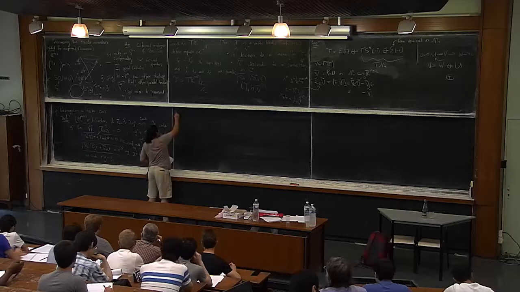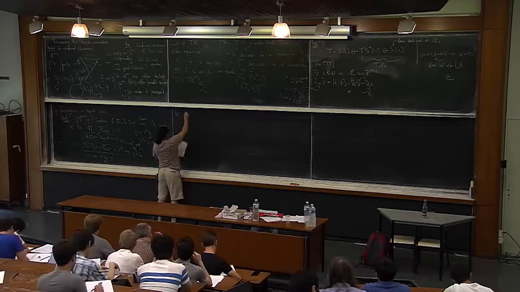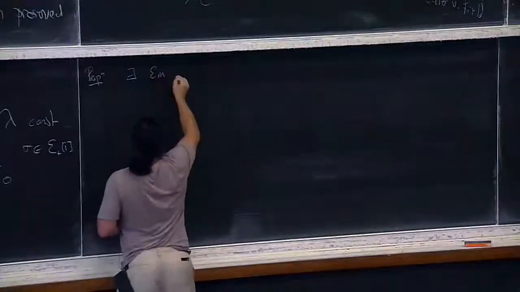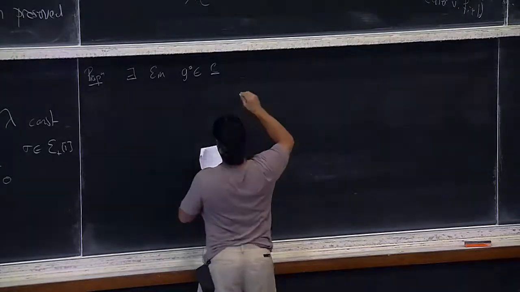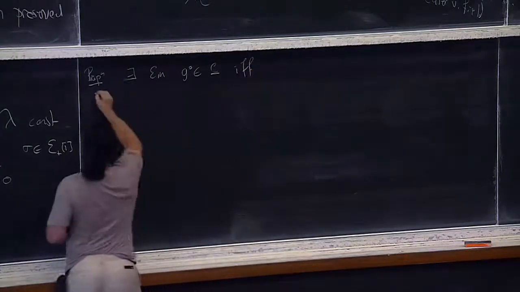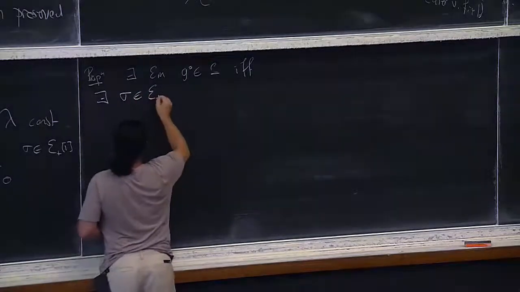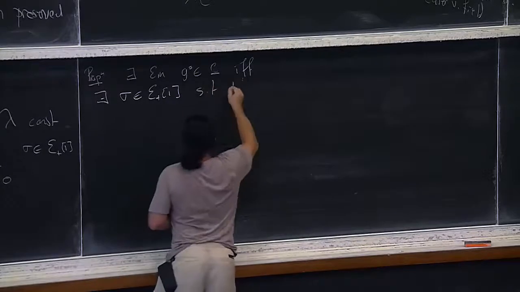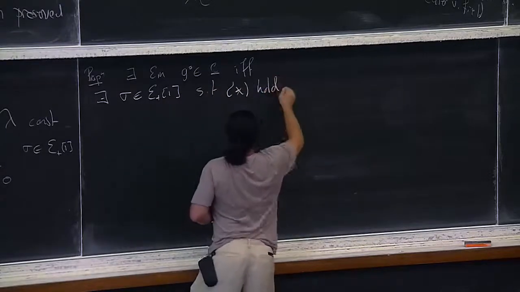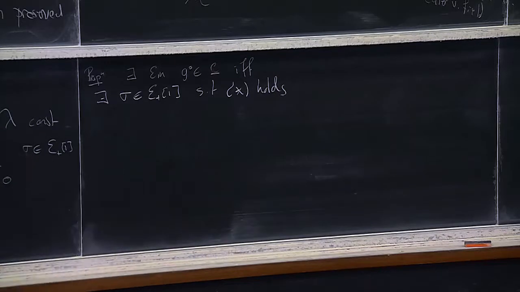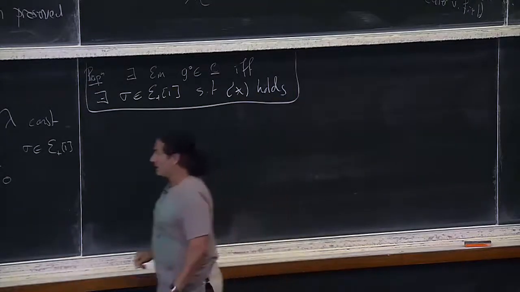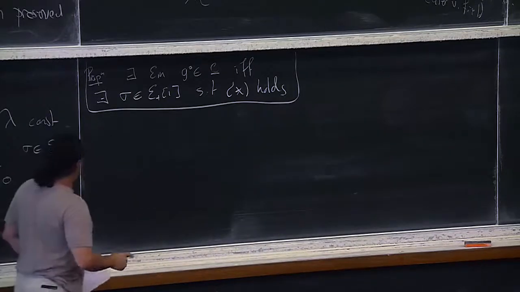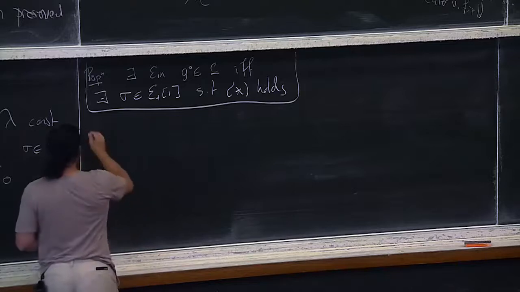Okay, let's even write it as a proposition, even though it's obvious. So there exists an Einstein metric g0 in the conformal class if and only if there exists some positive conformal density such that star holds. So this is a conformal way of describing an Einstein metric, in other words. Okay, now let me give a definition.